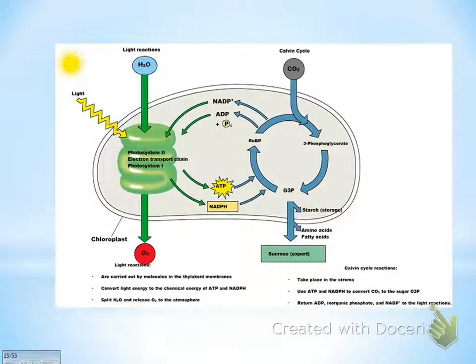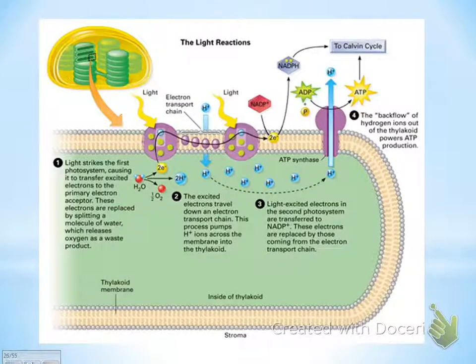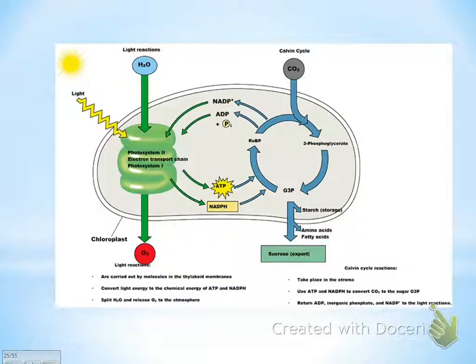Okay, photosynthesis. There's 2 processes. There's the light reaction, photo, and there's the Calvin cycle, which is making sugar. Light reaction happens in the thylakoids. Calvin cycle happens in the stroma.